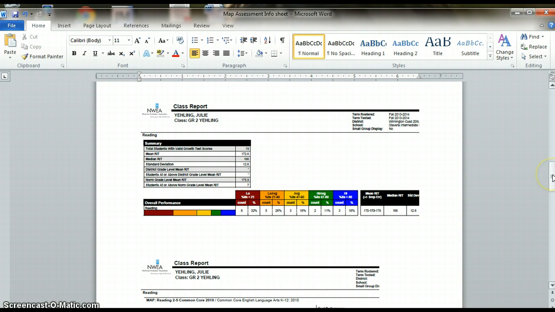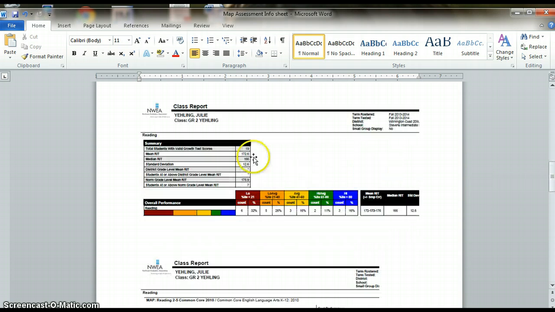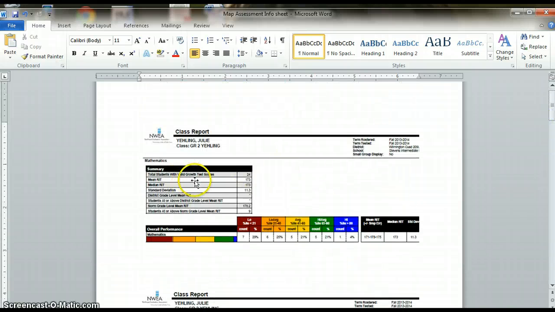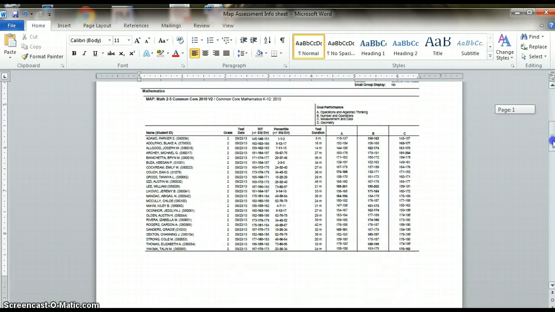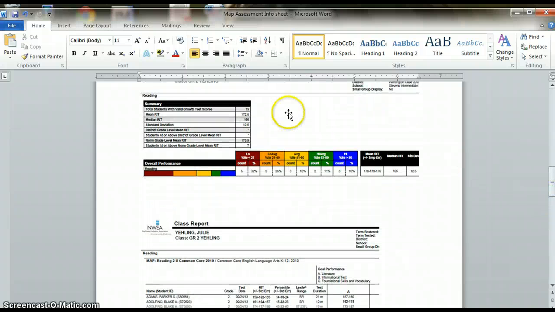On Friday when we get additional training, I am going to ask about the one thing I noticed different between her reading scores and her math scores: the total number of students that had valid growth test scores. In math, she had 24. In reading, she has 19. So I'm going to ask why there's a difference if all the students were tested.